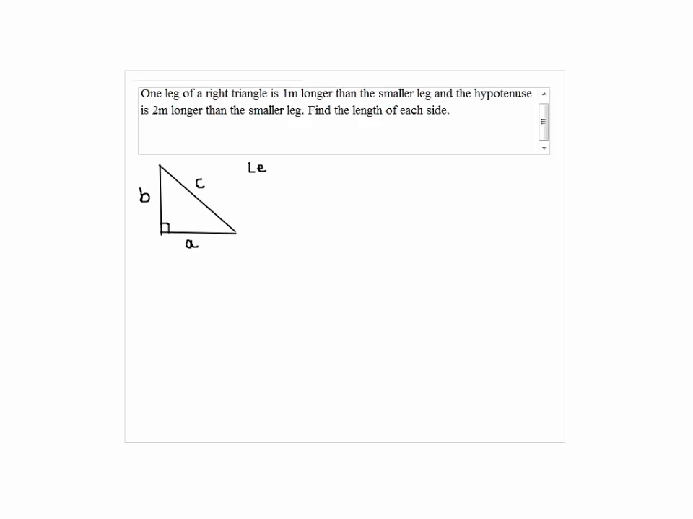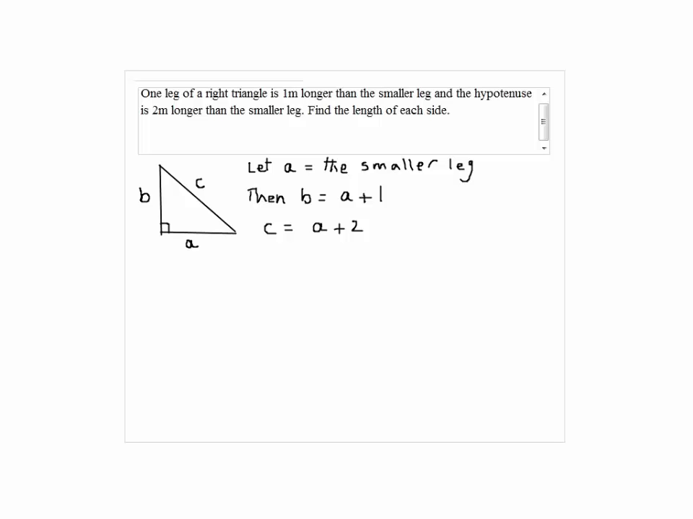So if I let A be the smaller leg, then B is 1 meter longer than that, so it would be A plus 1, and the hypotenuse C is 2 meters longer than the smaller one. So it would be A plus 2.